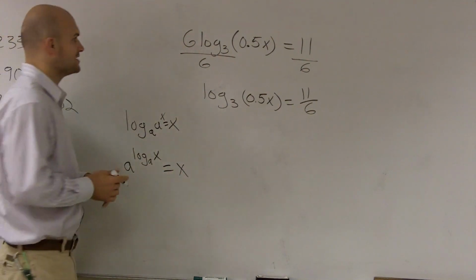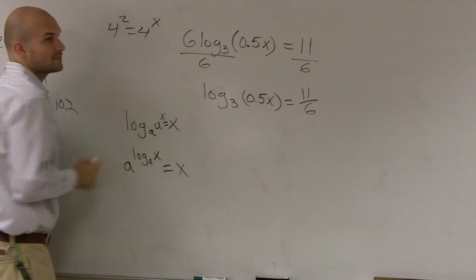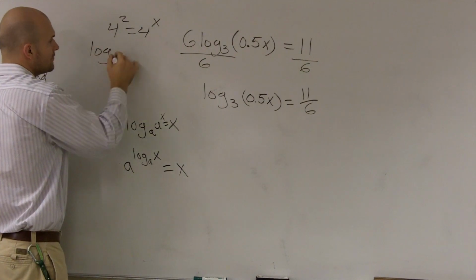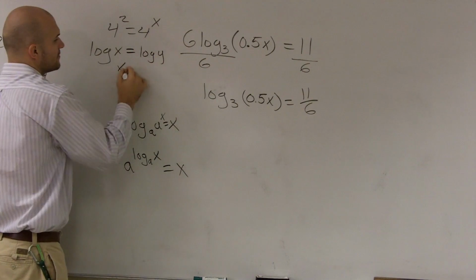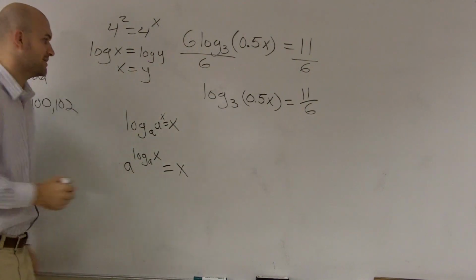Then the next two properties we've talked about is, I go over this example all the time. So you guys should know that if you have log of x equals log of y, then x equals y, right? That's the one-to-one property. The same thing is true with this.